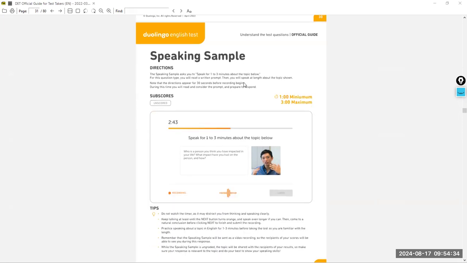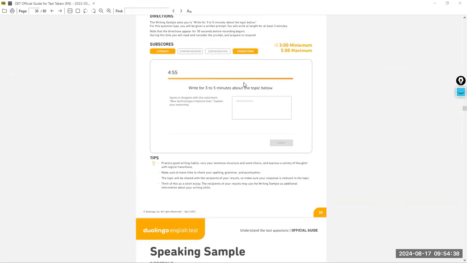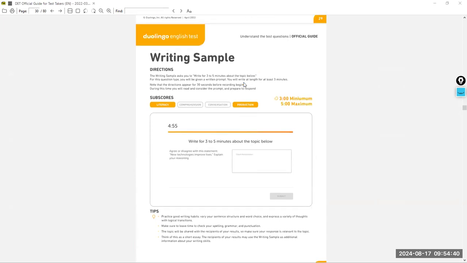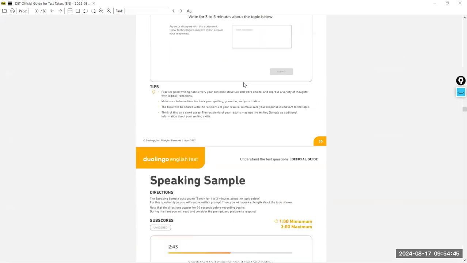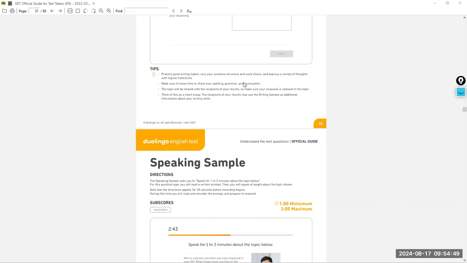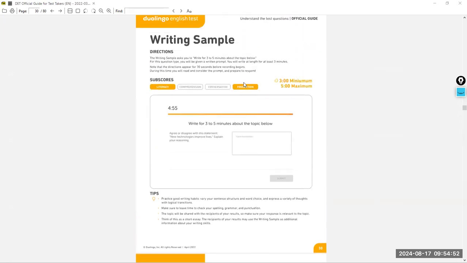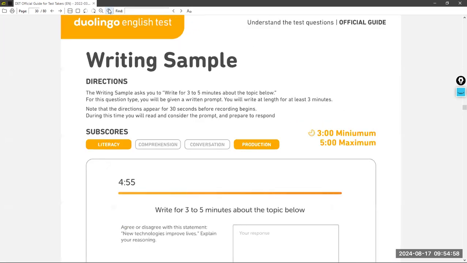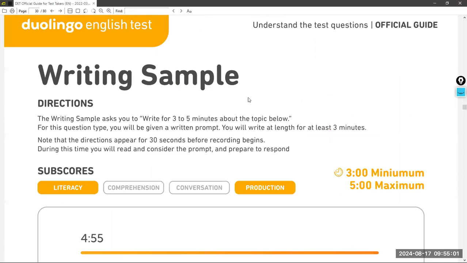Keep in mind that the tips and strategies in these two modules are the same. They are exactly the same, but absolutely in the writing sample, you have to write, and in the speaking sample, you have to speak. So let's start with the writing sample. I have to show you the directions, and I have to tell you the tips and strategies you have to consider just to be able to write the best writing sample.